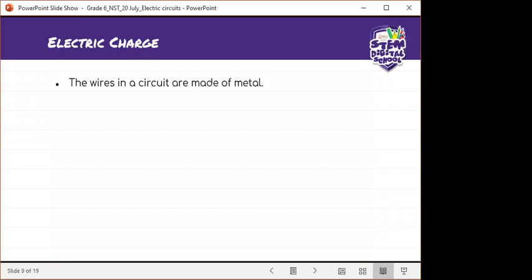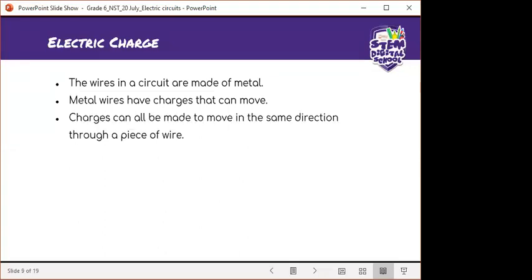Cool. So wires in a circuit are made of metal, all right? Then metal wires have charges that can move, okay? Charges can all be made to move in the same direction through a piece of wire. So we can control how these charges move, okay? And we will see how we do that in the upcoming slides.